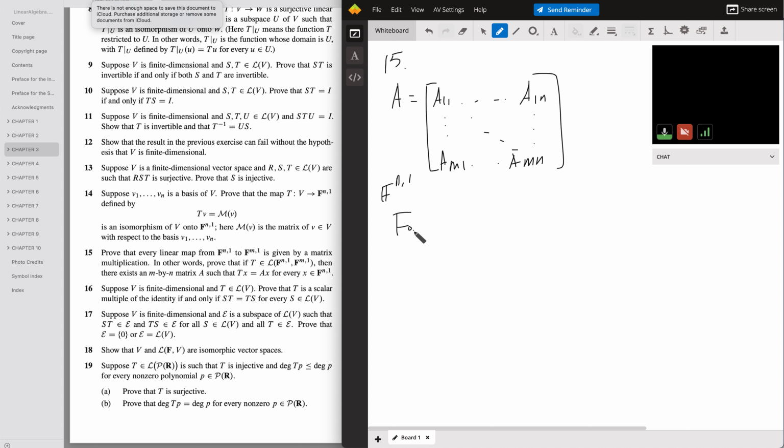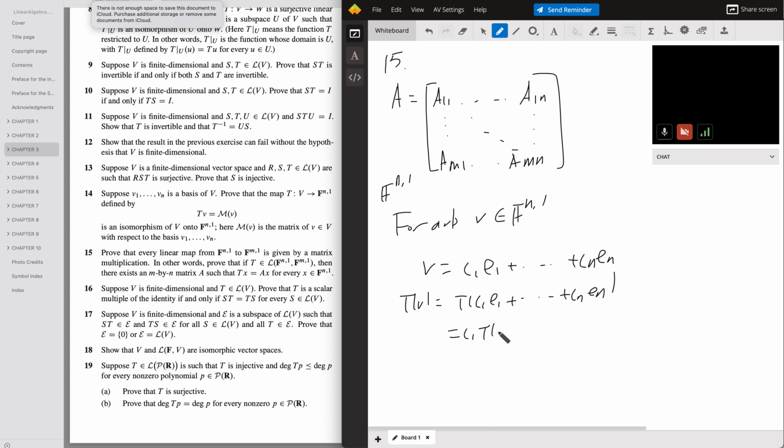Now, of course, for an arbitrary vector in Fn1, it can be expressed as a linear combination of the standard unit basis, or the standard basis in Fn1. The linear transformation of the vector is the same as the linear transformation broken down into transformations over the standard basis times some fixed coefficients. So then what we'll have is this.